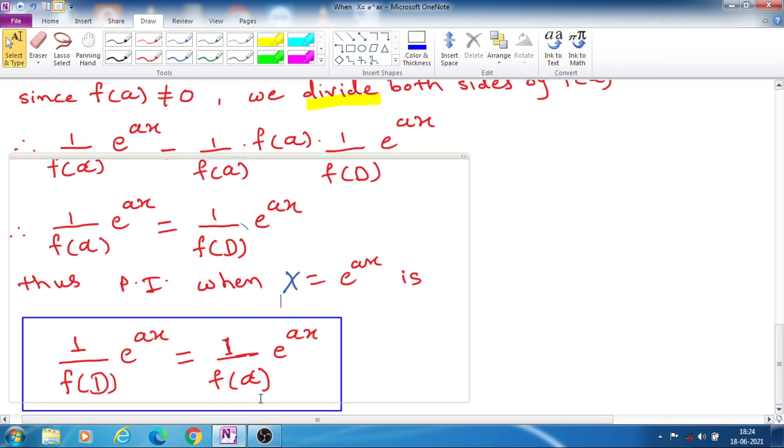So P.I. when capital X is equal to e raised to ax. The formula for that is 1 upon f(D), that means P.I. for e raised to ax, P.I. is 1 upon f(D) e raised to ax and the value of that is 1 upon f(a) e raised to ax. That means we only have to substitute D by a in this formula 1 upon f(D) e raised to ax; substitute only D by a, and we get the particular integral. So this is the short formula for P.I. when capital X is equal to e raised to ax.